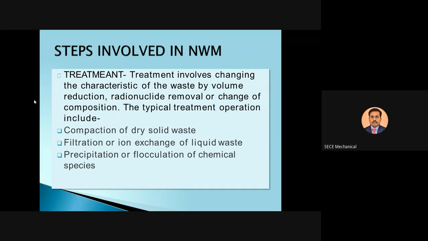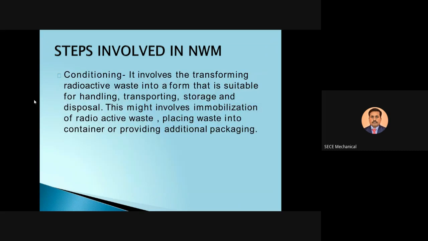So what it includes is first, compacting of dry solid waste, then filtration, that is the ion removing process. These all come under chemical treatment processes, that is filtration and ion exchange of liquid waste, and precipitation or flocculation of chemical species. Likewise, these processes go. So by using chemical treatment, with the help of some filtration process, a lot of ions are removed from your nuclear waste. That kind of process is called treatment.